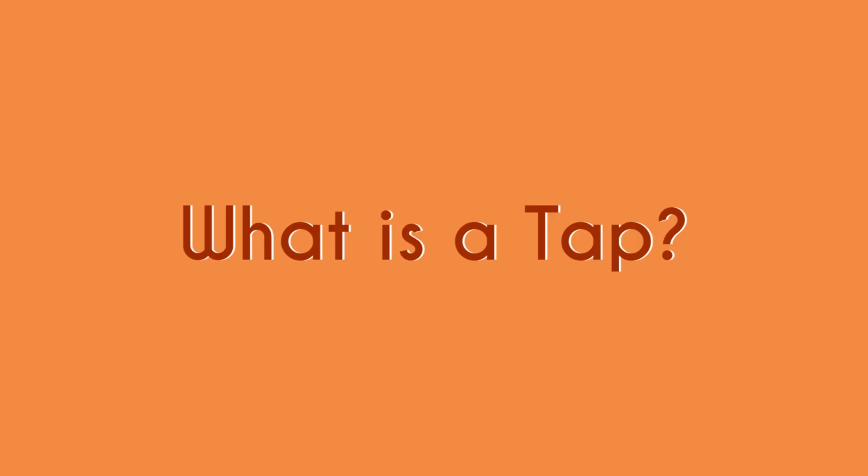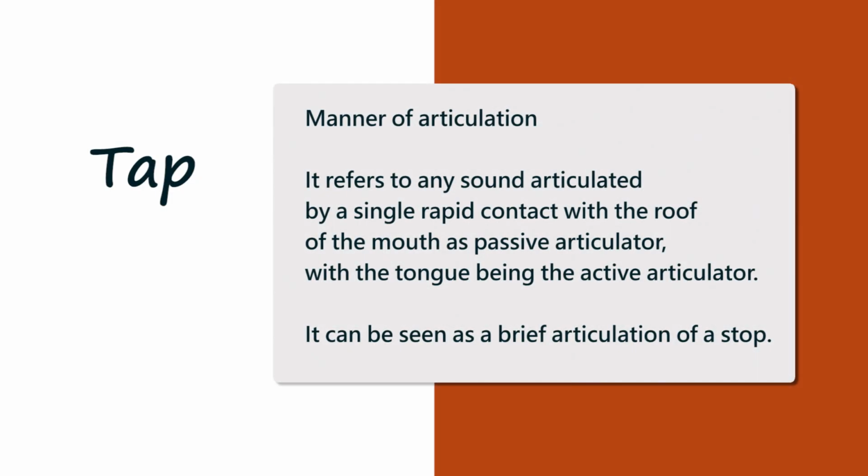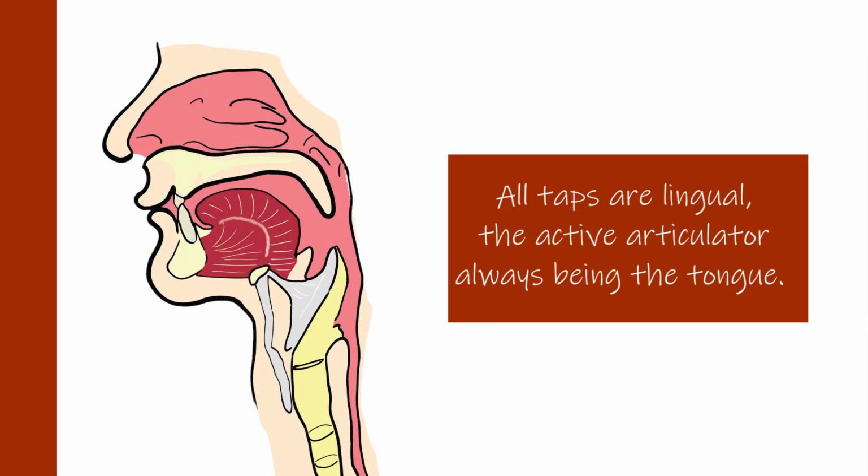What is a tap? It refers to any sound articulated by a single rapid contact with the roof of the mouth as passive articulator, with the tongue being the active articulator. It can be seen as a brief articulation of a stop. First of all, what I said means that all taps are lingual, in the sense that the active articulator is always the tongue. Using different parts of the tongue with different parts of the roof of the mouth, you can produce different kinds of tap.